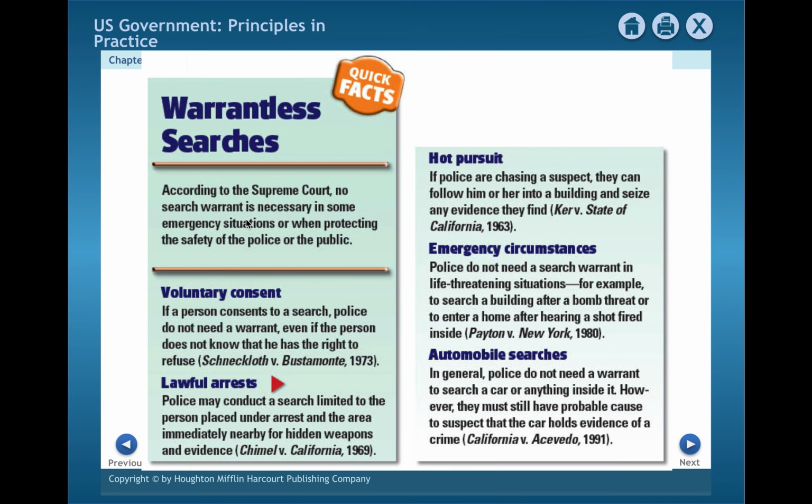All right, emergency circumstances. So let's say that there is a building with a bomb threat.